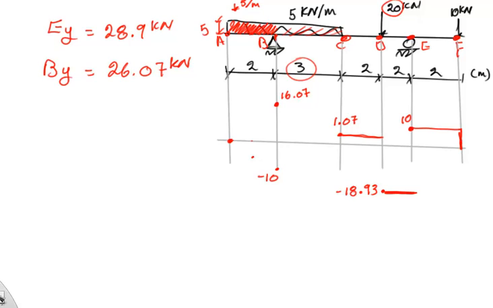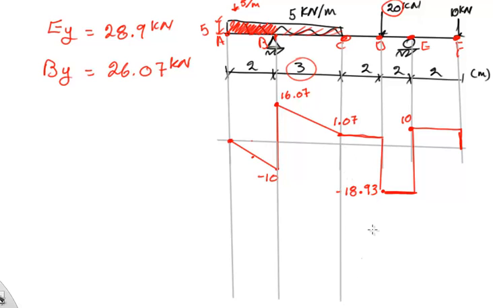So what I have here is a straight line, then pushed up, then all the way to here, and this one's going down, and this one is pushed up. So this is the shear diagram. Now, what is the moment diagram? Okay, so I continue with the lines, like that.